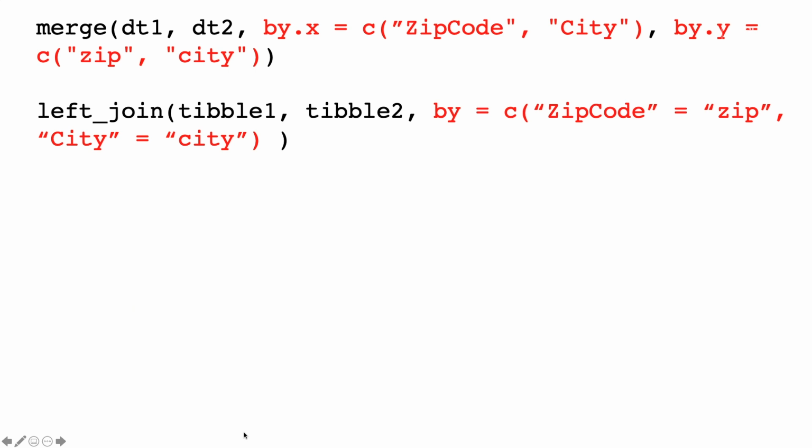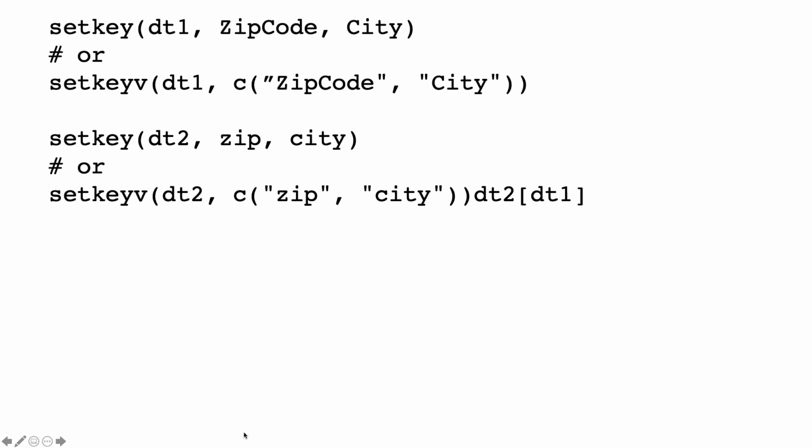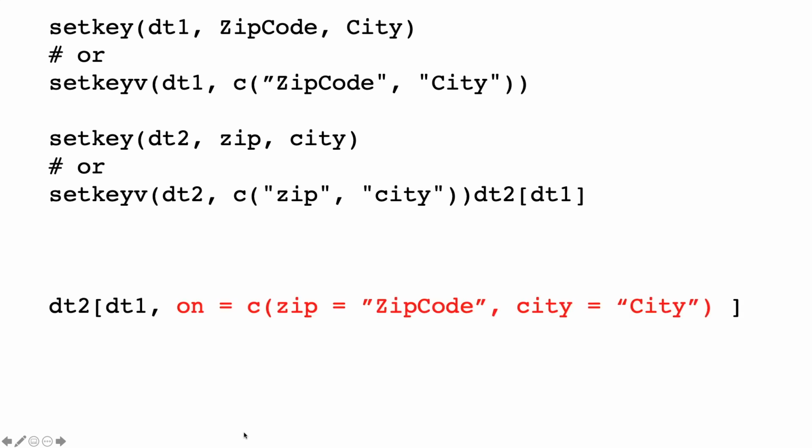dplyr syntax is slightly different. Here, zip code should match up with zip and so on. That's from another example in the related article. Data.table has a couple of ways to set multiple keys in a dataset. There's setKey to refer to column names unquoted, and setKeyV if you want the names quoted in a vector. There's also data.table's on argument.